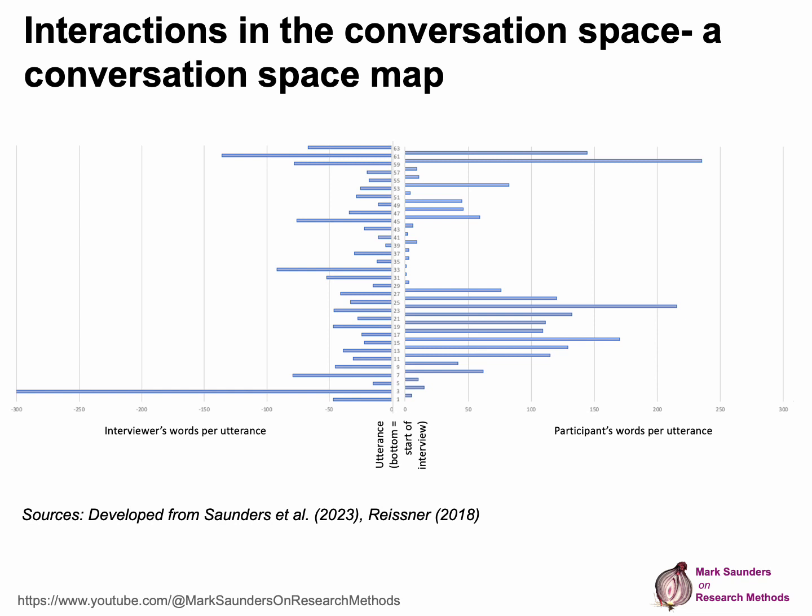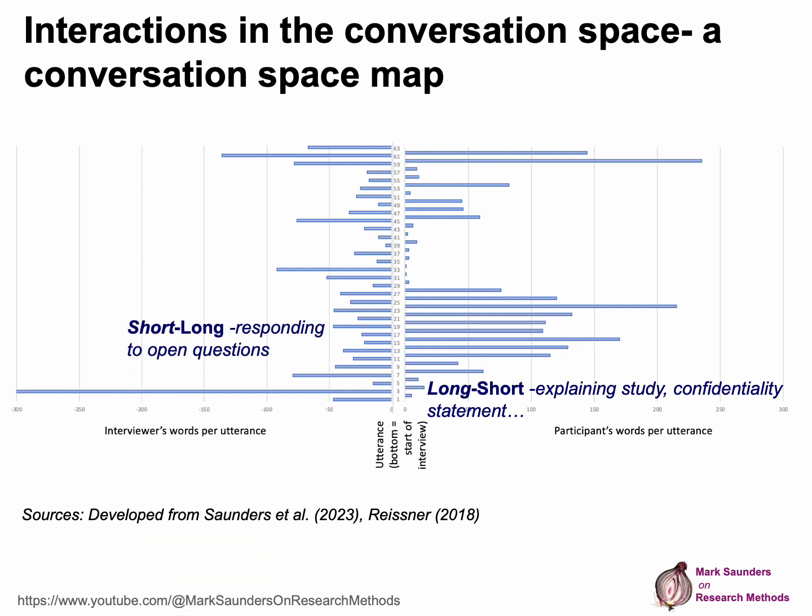So if we look at this carefully in this diagram, the first thing we see is a long, short pattern, where it's long in terms of the interviewer saying more and short from the participant. So this is quite often the case early on in the interview when the interviewer is explaining the study, the confidentiality statements and the like. As we move forward, we see short, long patterns with short from the interviewer and longer from the participant as they respond to open questions. And this is a good pattern to see. You're allowing the participant to do more of the talking.